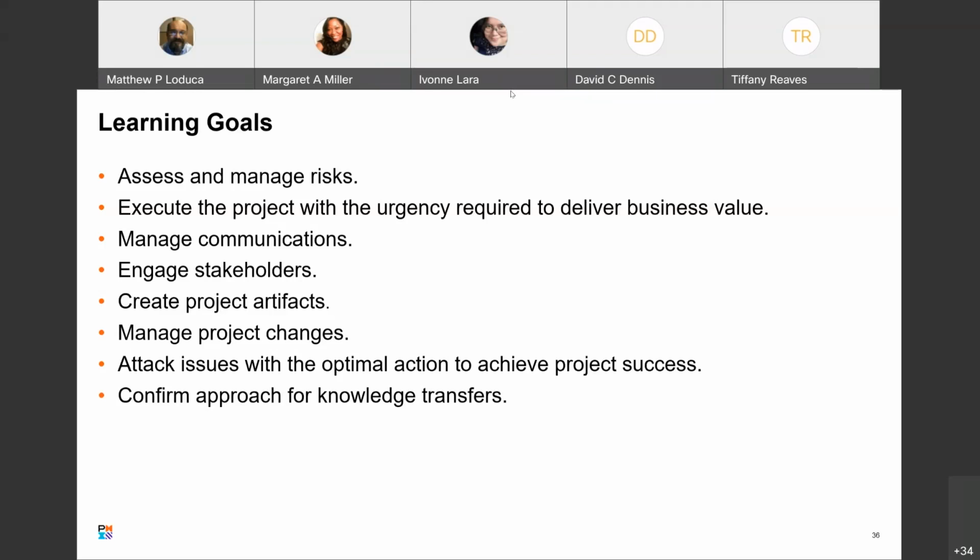Questions, comments? I have one question. Okay. I've been going back and forth between the PMBOK and the study guide. I have not yet come across the MVP acronym. Is that in the PMBOK? Which are you using, PMBOK 7?